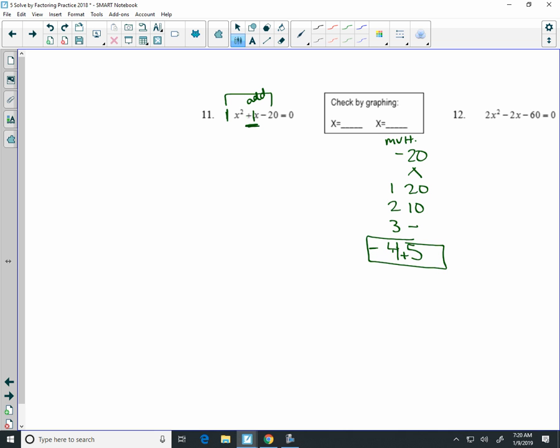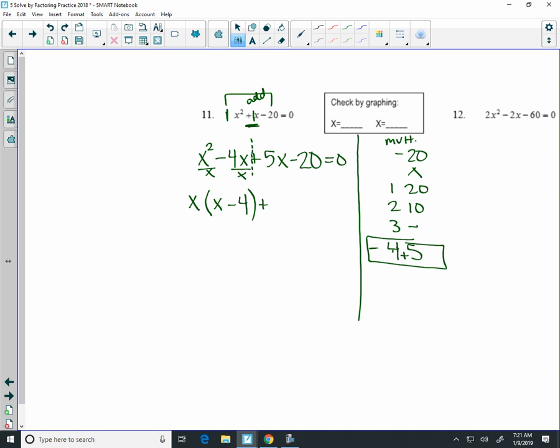Okay, so I'm going to turn my middle term into -4x plus 5x. I'm going to bring down my x squared. I'm going to bring down my -20. I'm going to split my problem in half, just like we've done with all the rest. X squared minus 4x, those have x in common. When I divide out that x, x squared divided by x is just an x. -4x divided by x is just -4. We always bring down that middle sign, which in this problem is a positive.